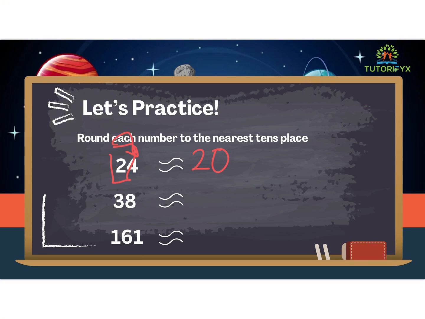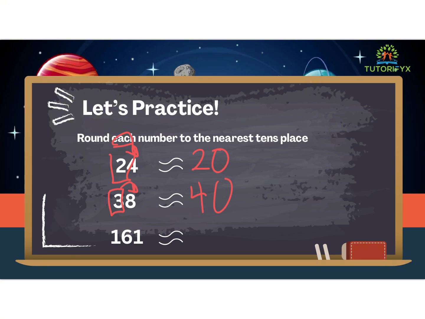Let's look at 38. What digit is in my tens place? Beautiful. That 3. Put an arrow to your neighbor. Say, hey, neighbor, are you 5 or more or 4 or less? Obviously, that 8 is 5 or more, so that 3 is going to just go up 1. It's going to turn into that 4. Everything else behind it turns into a what? A 0. Awesome job.